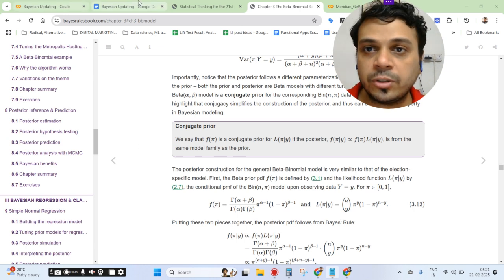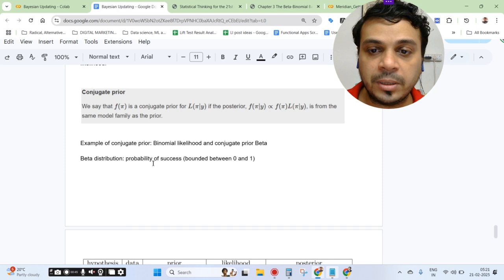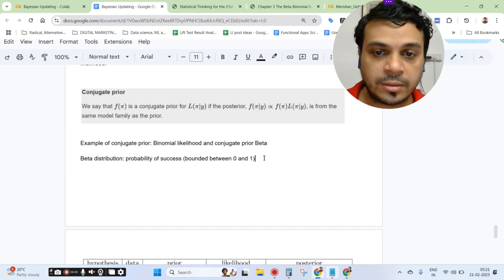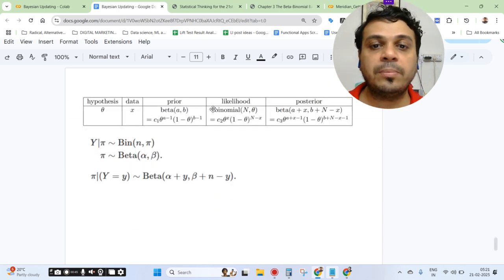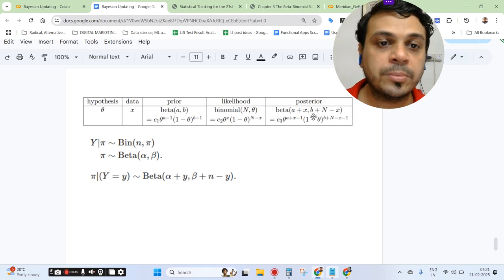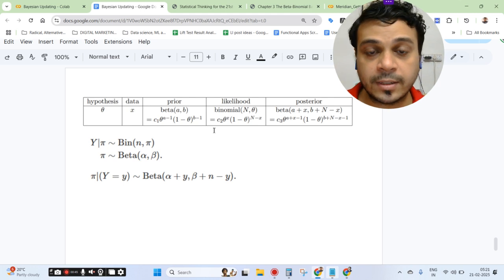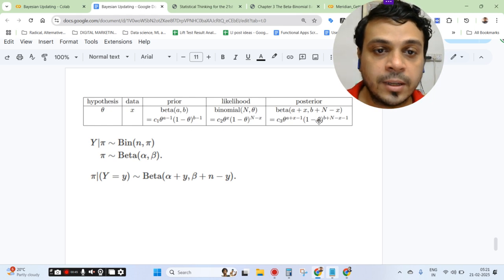Here's where I took the definition from, and the example of conjugate prior I just said, the beta distribution. Okay, so that's a probability of success which is bounded between 0 and 1. So this is the example. If it's a beta prior and a binomial likelihood distribution, look at the parameters. This is a and b, this is n and theta, and look at the posterior. This is entirely defined in terms of a, b, and n. n is the number of trials, remember, and theta is your probability of success. So that is exactly how it works.